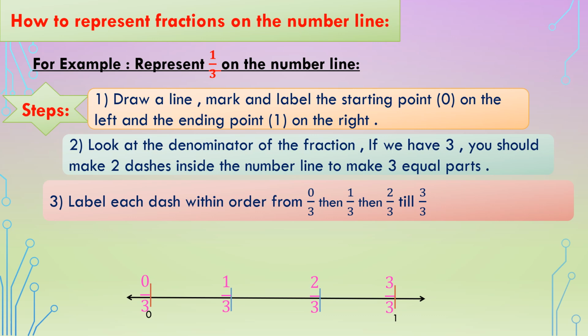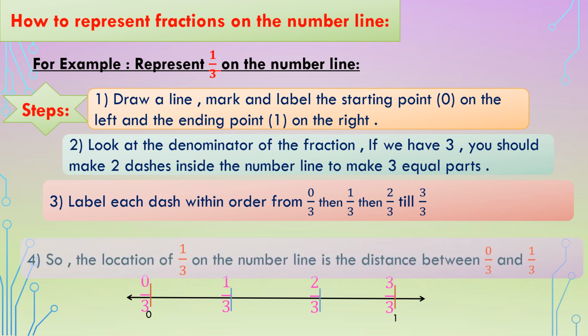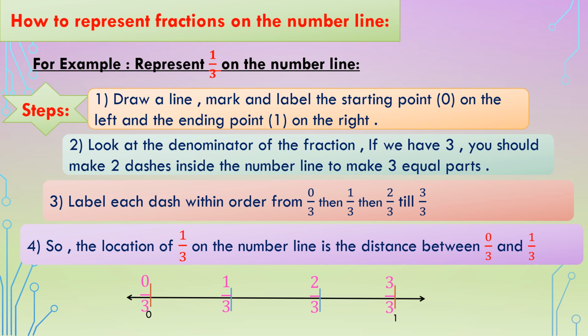Let's remember together, the whole fraction is a fraction whose numerator and denominator are the same, like 3 over 3, 4 over 4, 5 over 5, 6 over 6, and so on. Step 4, the location of 1 over 3 on the number line is the distance between 0 over 3, the starting point, and 1 over 3. Join that distance.